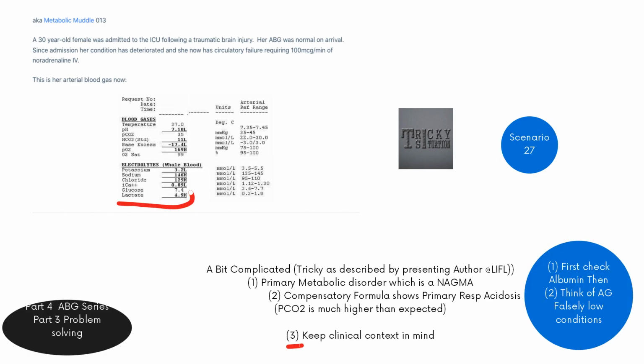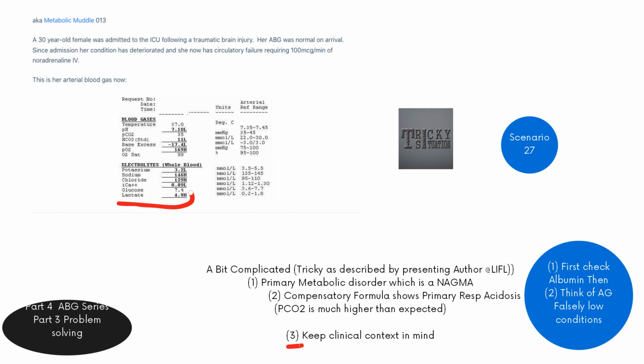Now, continuing from the previous slide, a patient had a normal Anion GAP metabolic acidosis, but the clinical context and the lactate level was high, suggestive of a high Anion GAP metabolic acidosis. So in such a situation, what would be your thought, or what would be your approach?